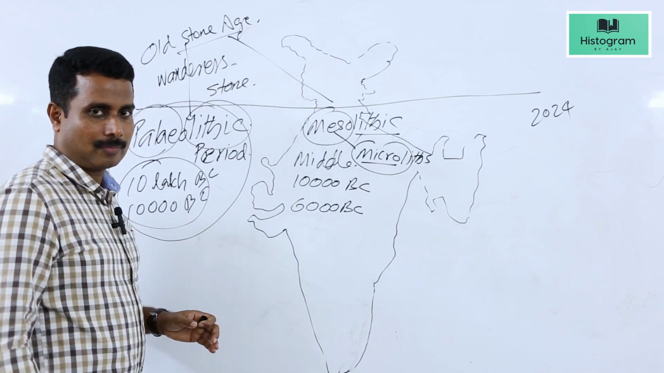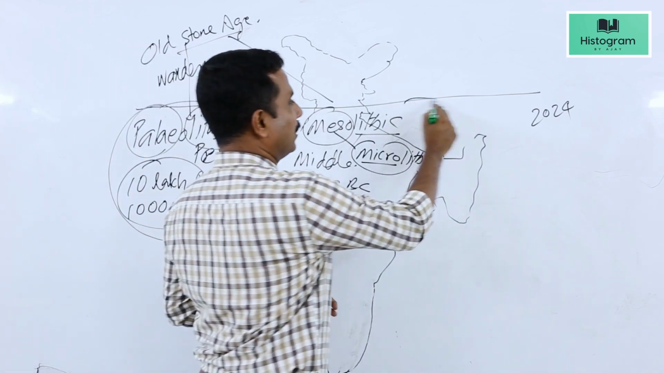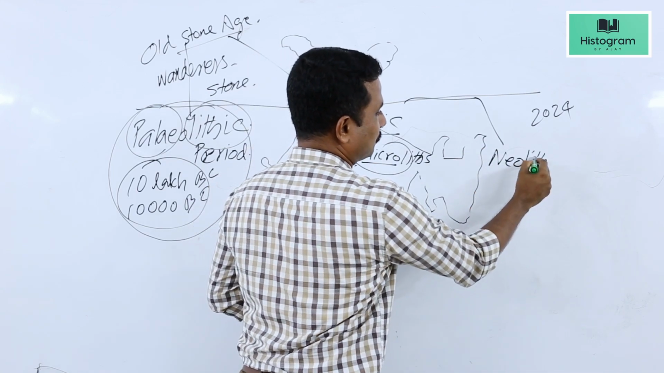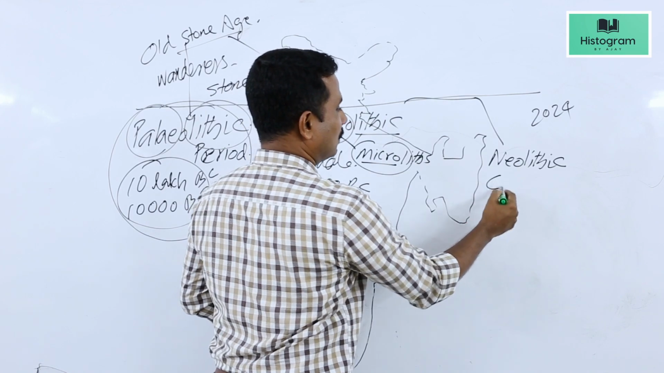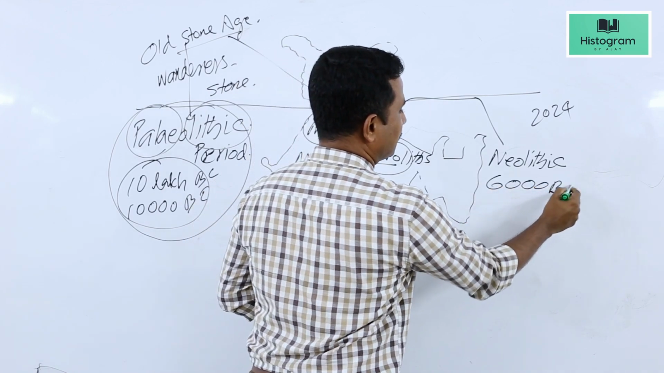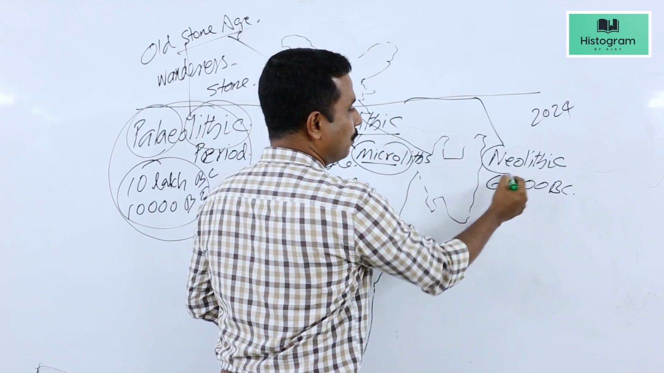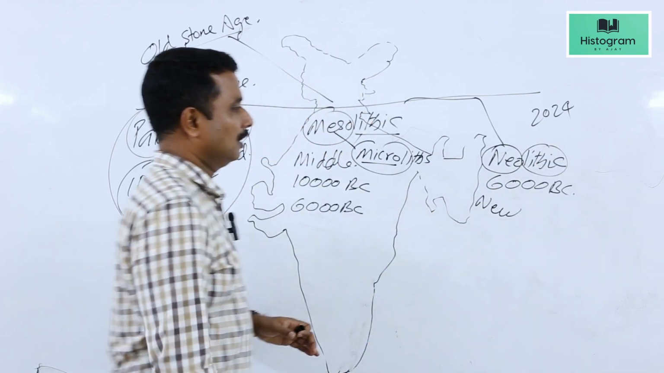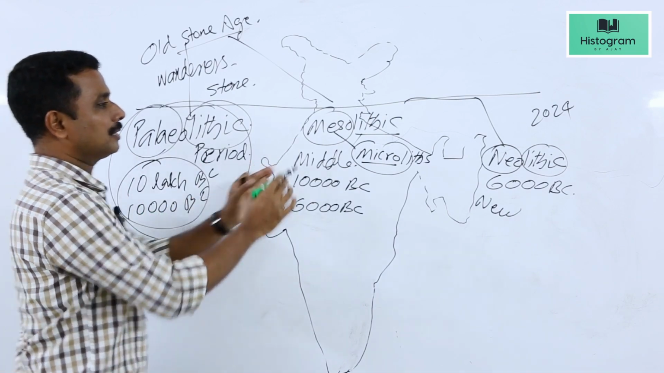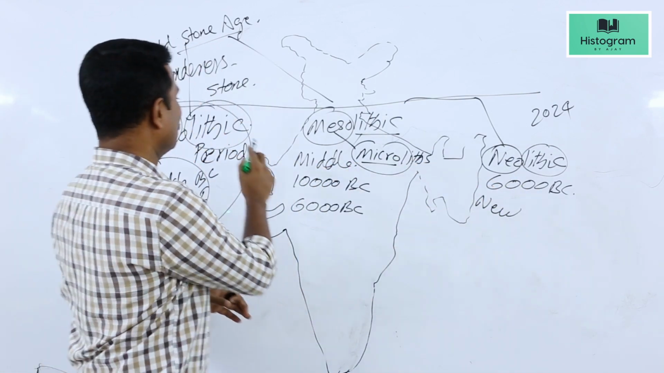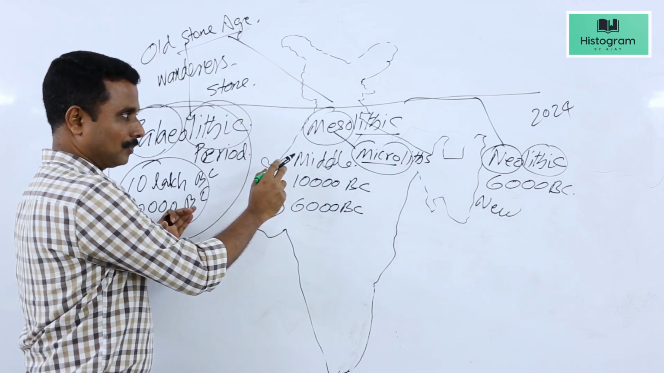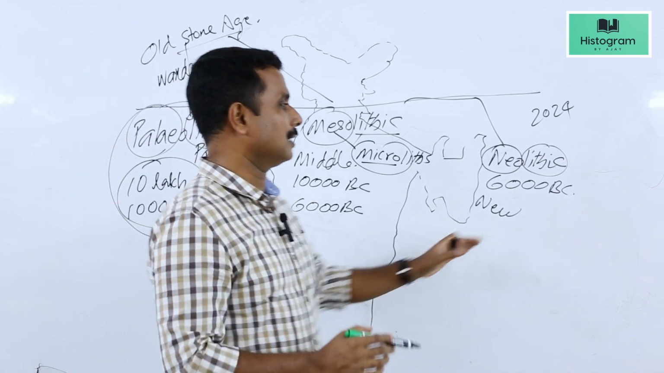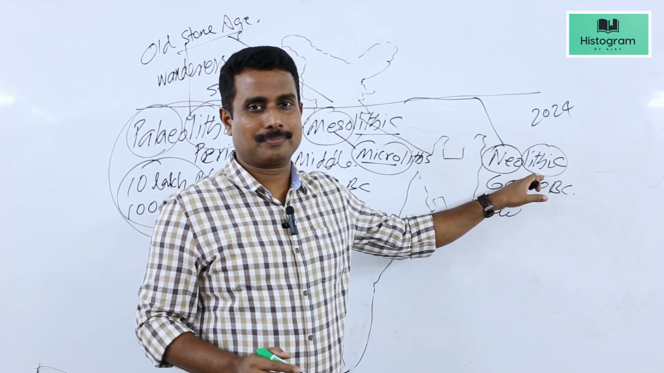The next stage in human evolution was Neolithic. That was from 6,000 BC. Here Neo means new, lithic means stone. So we understand that in all three stages there is the term lithic. That means all these people had been using tools and implements made of stones.